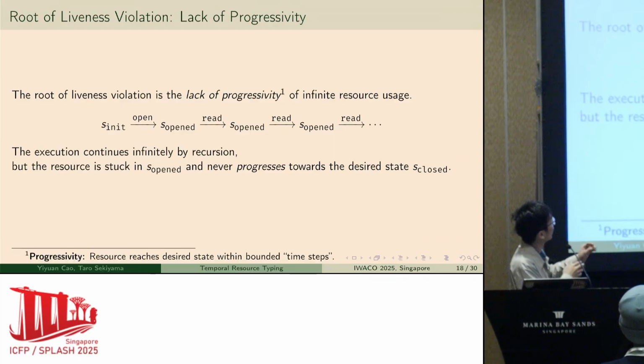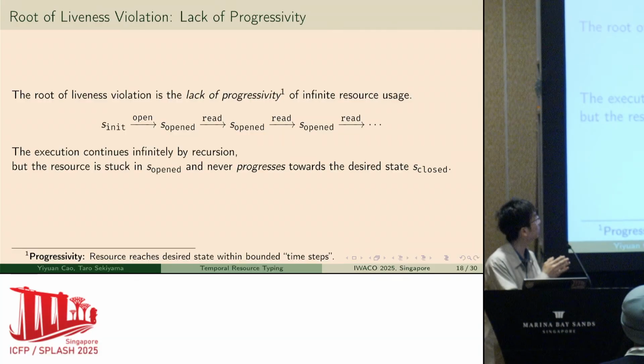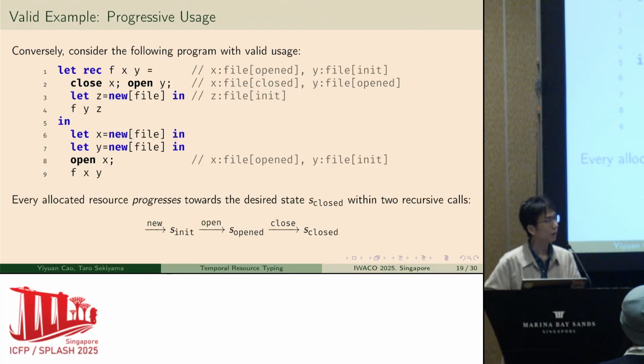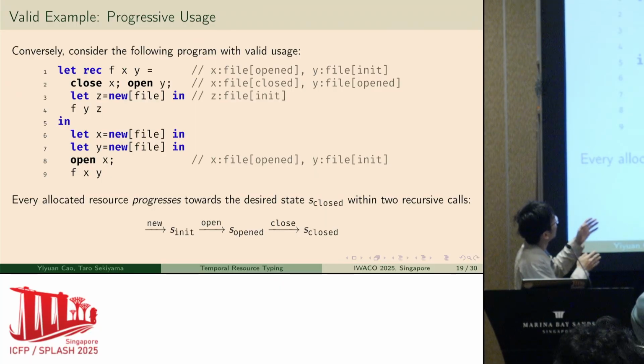So in our infinite read example, although the execution continues infinitely by recursion, the resource, its usage state, is stuck in the second state, the open state, and never makes progress towards the desired state, the closed state. Conversely, let's consider a valid example with a progressive usage of files.